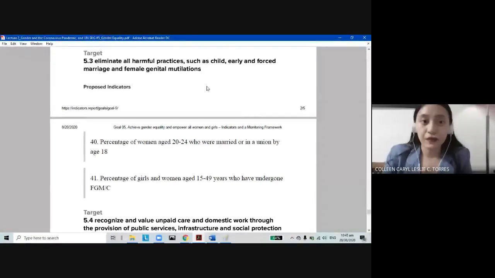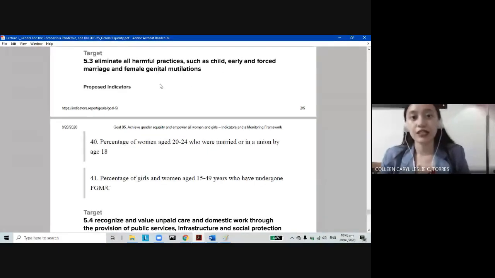And with that, here we see that one of the indicators for gender equality is to eliminate such negative, harmful practices, such as, aside from FGM, we also have child, early, and forced marriage.